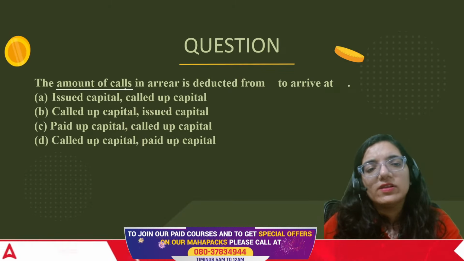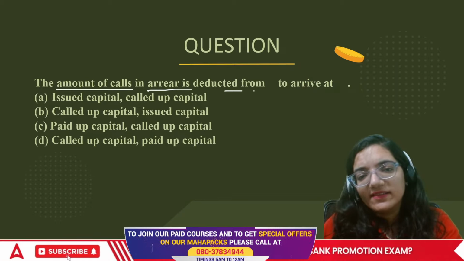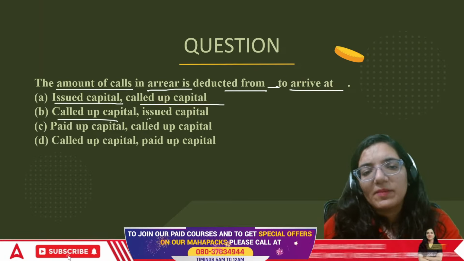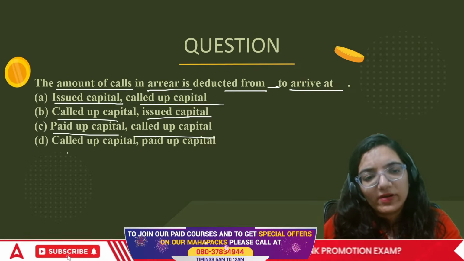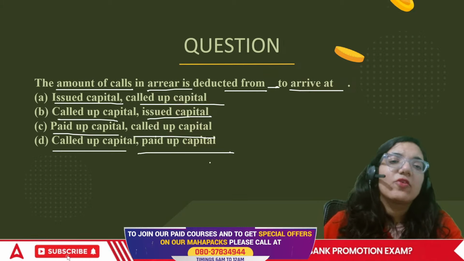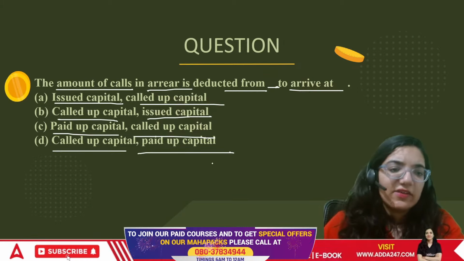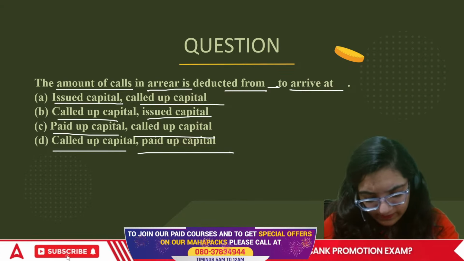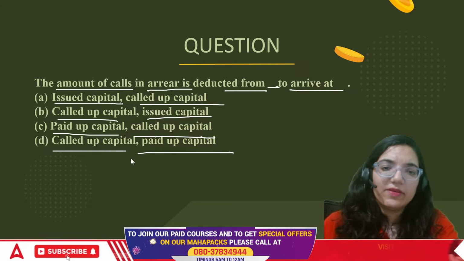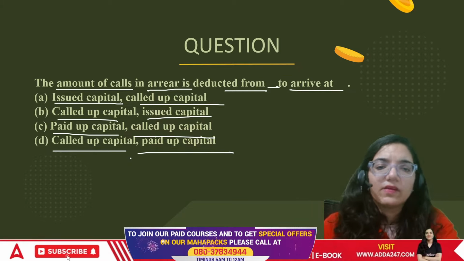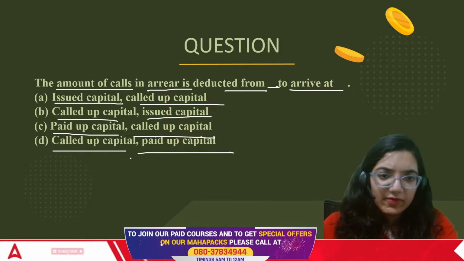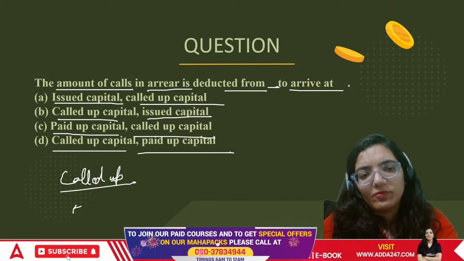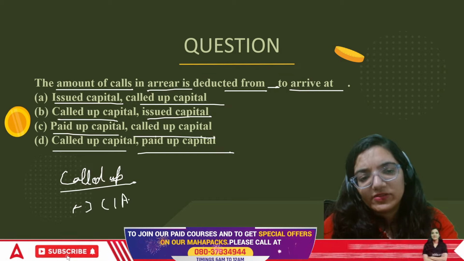The amount of calls in arrears is deducted from dash to arrive at: issued capital, called up capital, paid up capital, or called up and paid up. The amount of calls in arrears is deducted from. See, if the particular person we are asking them to pay and they haven't paid up yet, right? So in this case, what will happen? We first of all call people for money. We call them that everybody please go ahead and pay. If they do not pay, that would be deducted as calls in arrears.